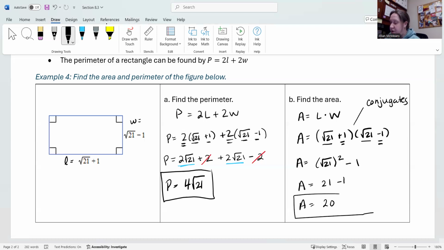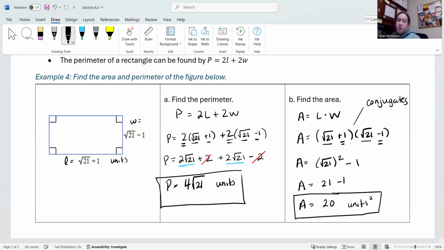And we don't know what the units are, so let's just say this is plain old units. With area, remember it's always units squared. And with perimeter, it's just plain old linear units. So we would get 4 square root 21 units for the perimeter and 20 units squared for the area.